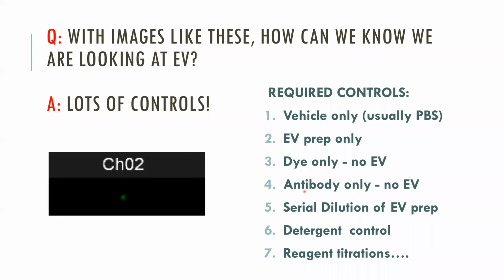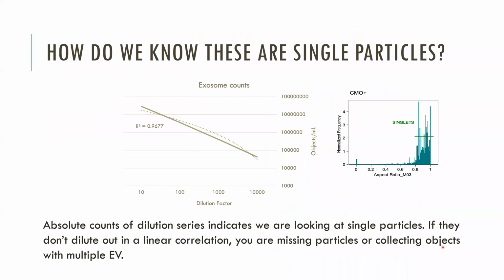You need to do this with any fluorescence reagent that you're using. So if you're using an antibody to stain these, you need to make that only in the buffer without EVs. You're also going to need to run a whole serial dilution series of your EV preparation, and that's to establish that you're looking at single EVs. I'll show you more about that in a minute. You need a detergent control, because one of the things we know about a membrane is that you can lyse it with a detergent. So when you add a detergent to these samples, all of your EVs should disappear. And you also need to carefully titrate the reagents that you're going to use for this kind of analysis.